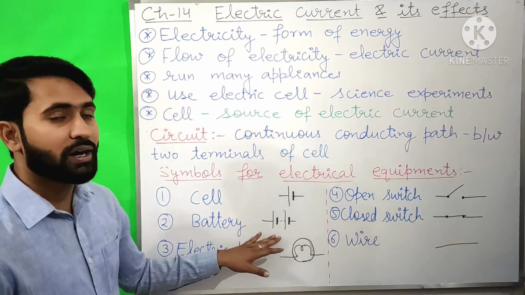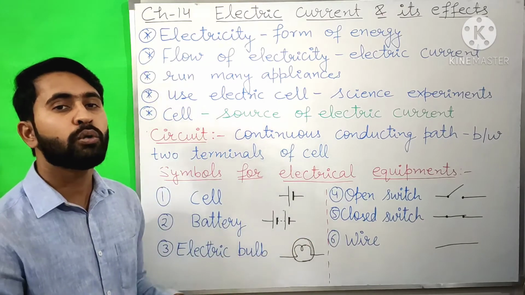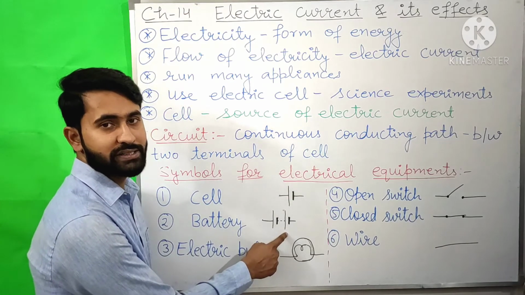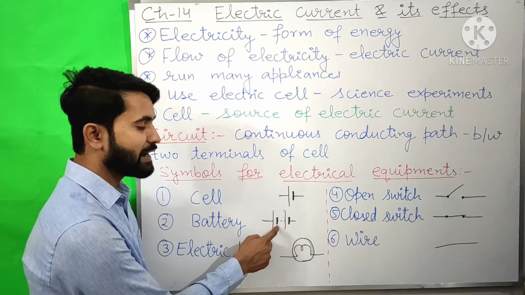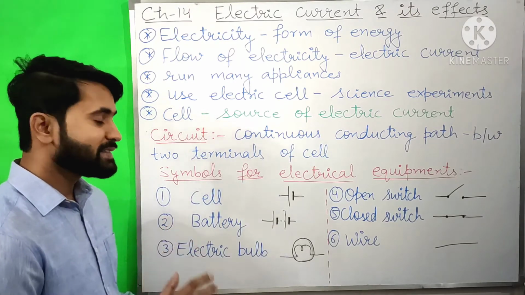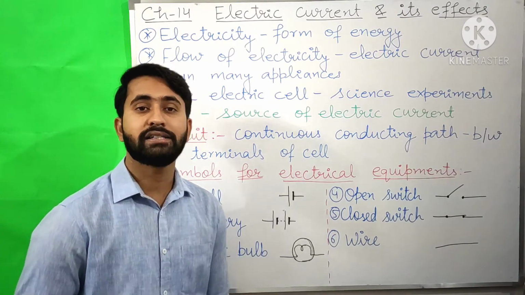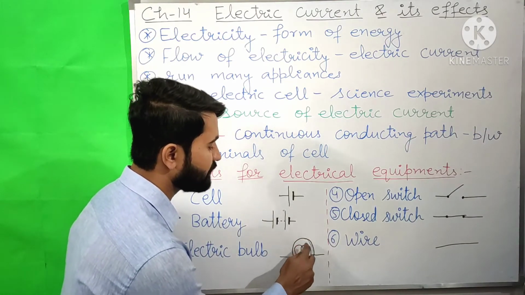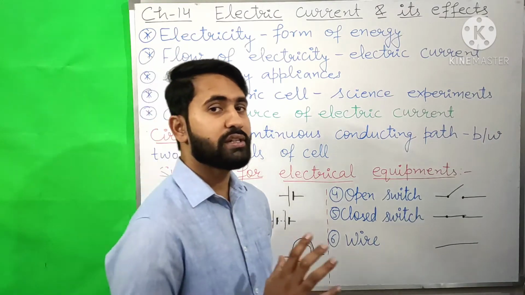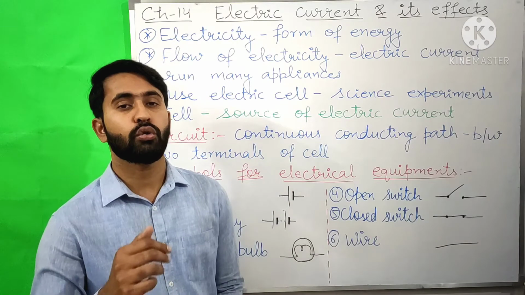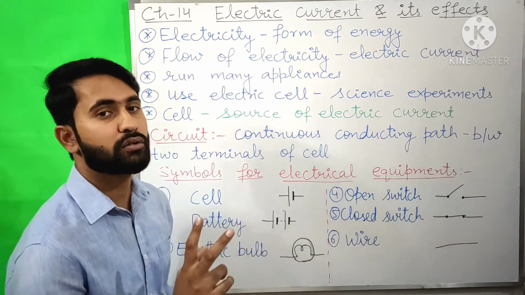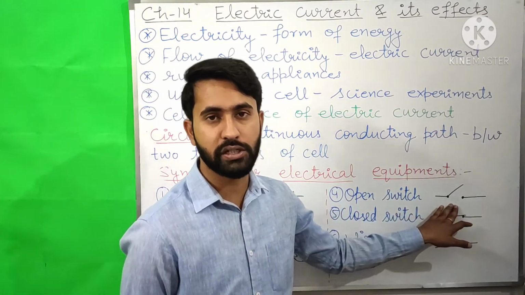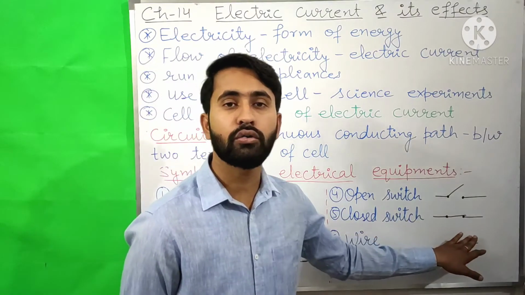We can also draw a symbol of a battery that has more than one cell, but in every case the positive terminal of one cell must be connected with the negative terminal of the next cell. And the symbol of an electric bulb is made up of a circle that has a symbol like an inverted W inside it. The switch is a device which can be used to open or close a circuit. There are two types of symbols of switch. First is the open switch. This is the symbol of an open switch, and this one is the symbol of a closed switch.